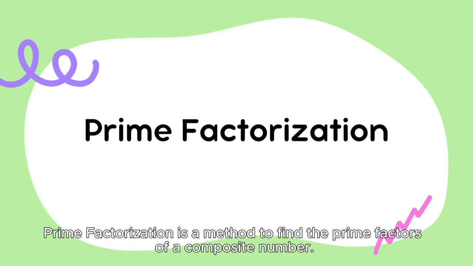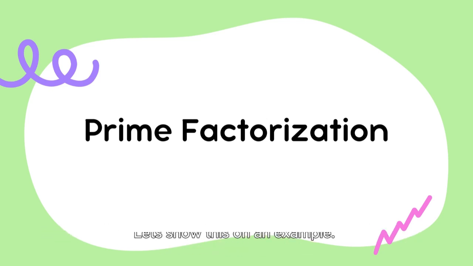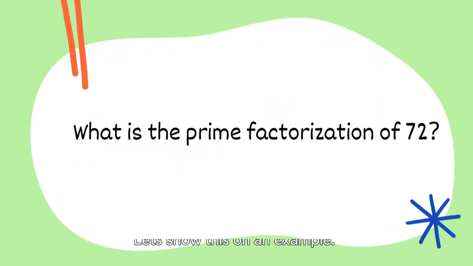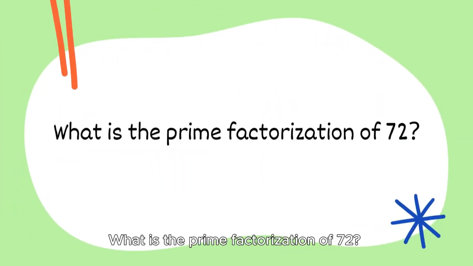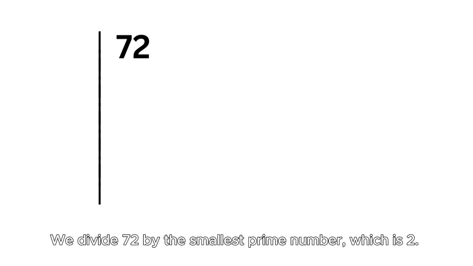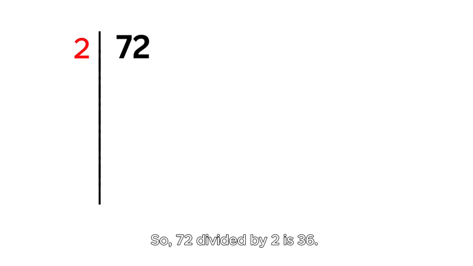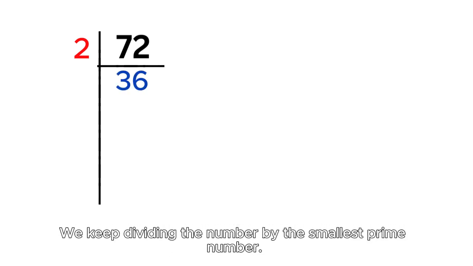Prime factorization. Prime factorization is a method to find the prime factors of a composite number. Let's show this on an example. What is the prime factorization of 72? So this is how we do it. We divide 72 by the smallest prime number, which is 2. So 72 divided by 2 is 36. We keep dividing the number by the smallest prime number.